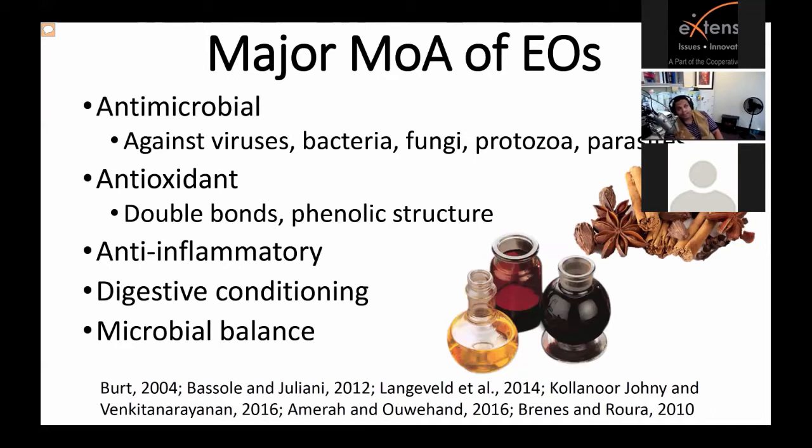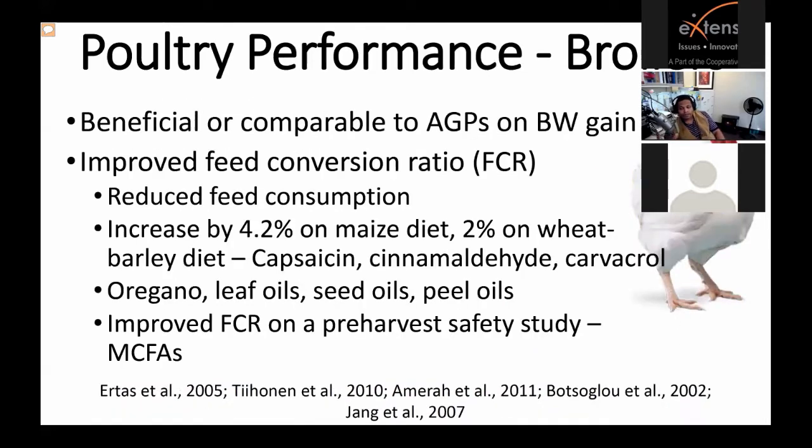And finally, the fifth major property that essential oils possess is microbial balance. Although we need more research on the topic, I will give you some idea of what we mean by microbial balance research so far with essential oils. Move to the next slide, please. Now, all these five factors together should work well to get the performance in poultry. I'm going to talk about those five things later on, but now our primary focus is poultry performance.